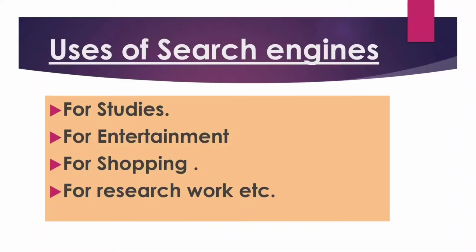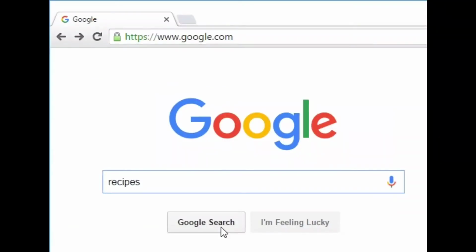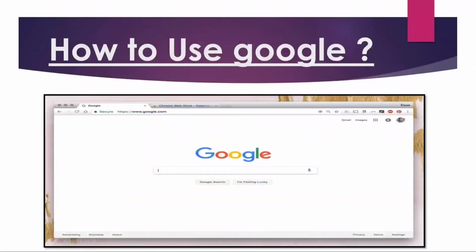Now, uses of search engine. There are several uses of search engines which benefit our life to search anything on the internet, like for studies, for entertainment, for shopping, or for research and work. Means whatever you want to search, you can just write it. As an example, it is written here: recipes. After writing recipes, I click on Google search and it gives us a list of different recipes.